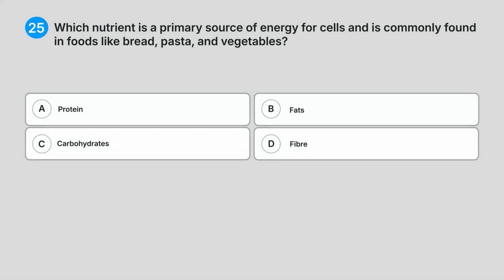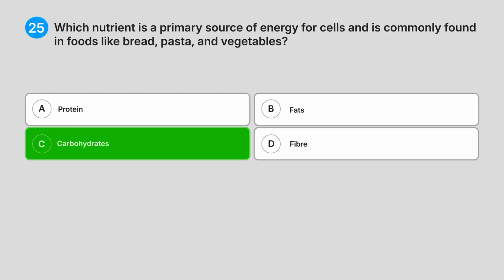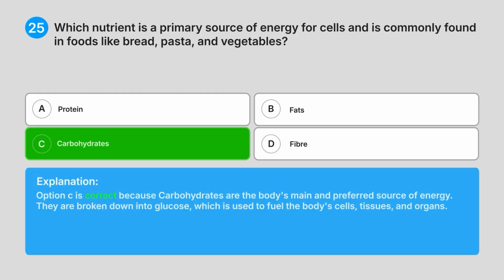Correct answer. C. Carbohydrates. Explanation. Option C is correct because carbohydrates are the body's main and preferred source of energy. They are broken down into glucose, which is used to fuel the body's cells, tissues and organs.